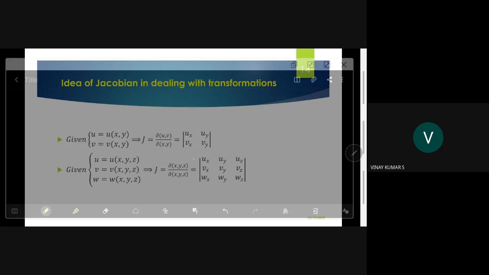See here, you look carefully. u is there along the row. Same here, v. Now columns: x column, y column. So you have u, v, x, y. Similarly, here you have u row, v row, w row, x column, y column, z column. Like this, you see, it is a determinant. Jacobian is nothing but a determinant. Okay.